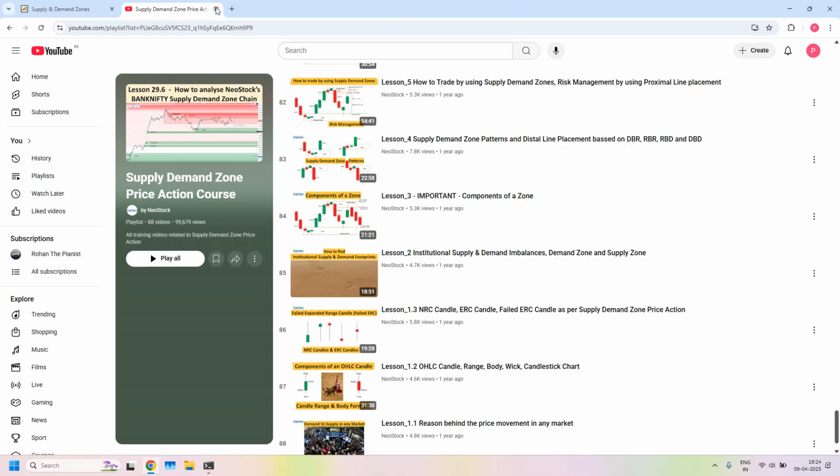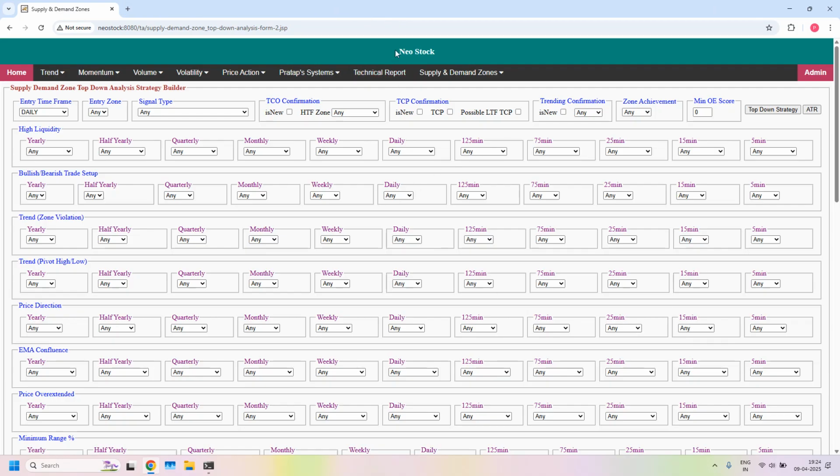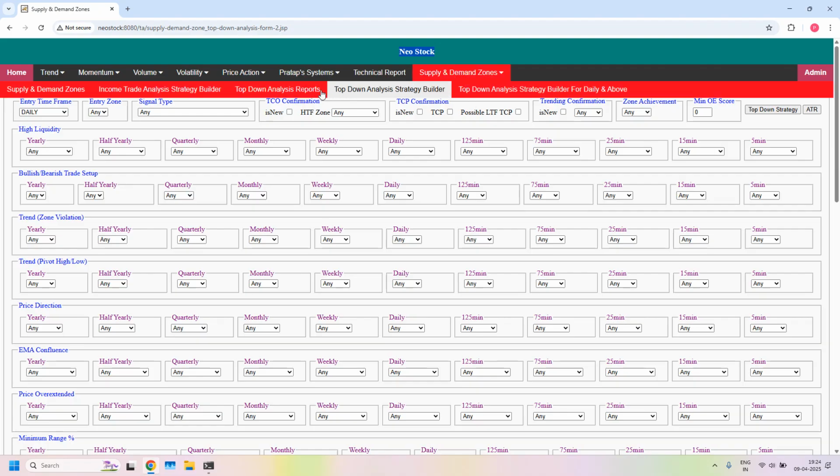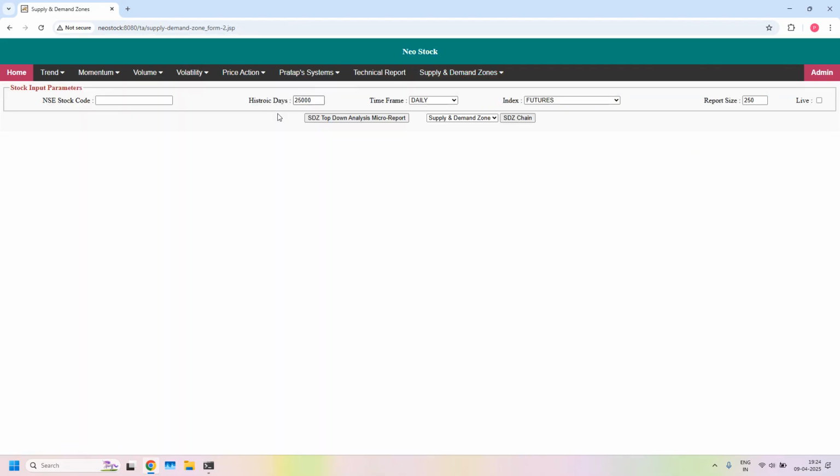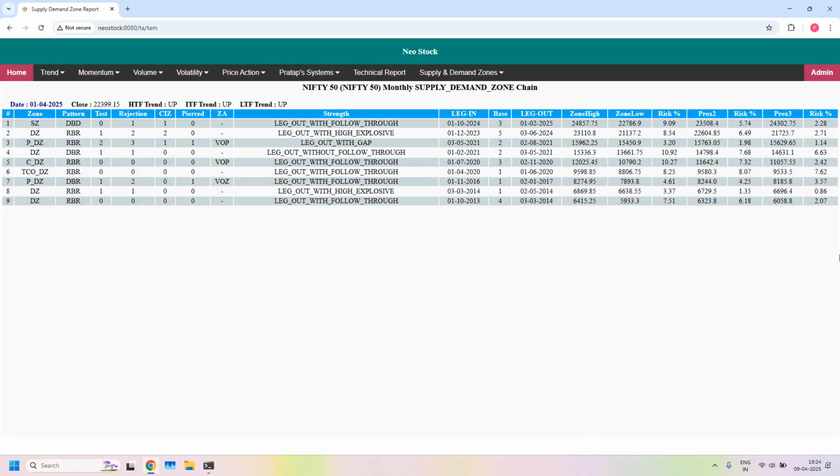Okay, now let's get into report generation with the help of NeoStock software. First, I'm going to find the NIFTY and BANKNIFTY supply demand zone chain, starting with the NIFTY monthly time frame. I'm generating the monthly supply demand zone chain. So this is the NIFTY monthly supply demand zone chain.